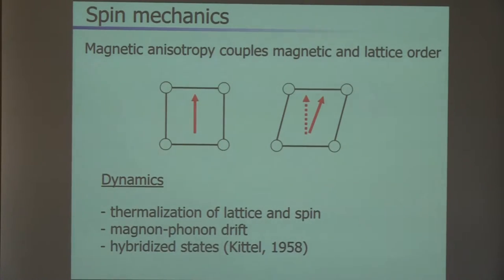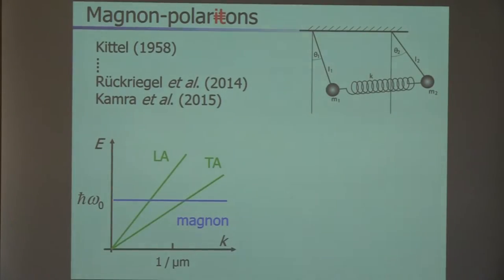Now that is statics, but there is of course also dynamics, and the dynamics causes important effects like the thermalization between lattice and spin, and magnon-phonon drag effects. But it also generates hybridized states between the magnons and the phonons when they are coherently coupled. Now, this has of course been discussed a long time ago by Kittel and also picked up more recently. But the problem, at least in linear response, is again just coupled harmonic oscillators which are distributed.